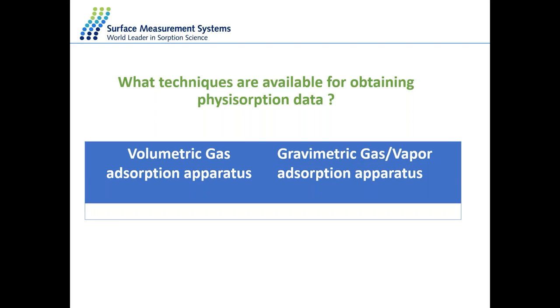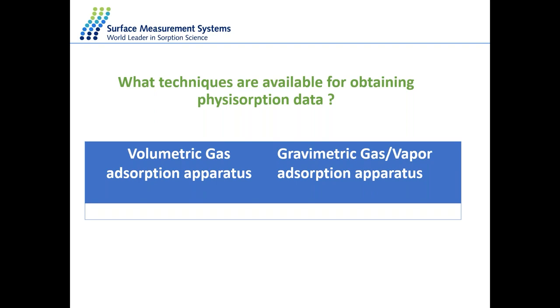There are two main techniques to characterize the catalyst. I call it the physisorption data. One is the volumetric gas adsorption apparatus, which is typically used for BET or porosity measurements. The second one is gravimetric gas vapor adsorption.